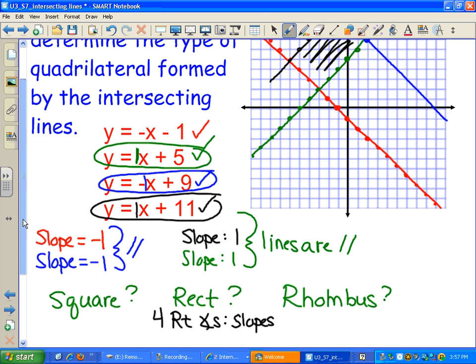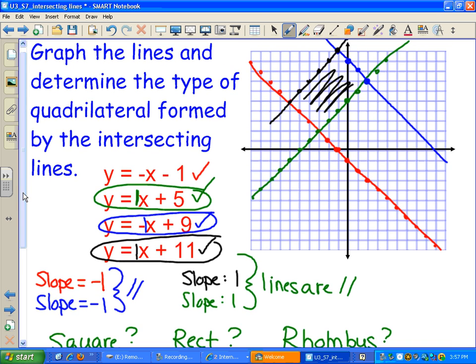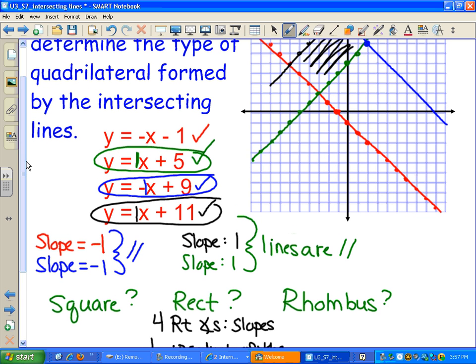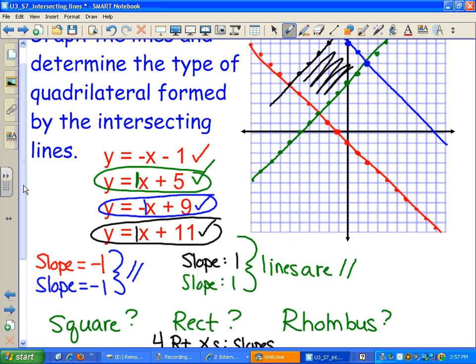If I look at my red line, the slope of that is negative 1. Well, it intersects the green line, which is a slope of 1. Another property we know is that if lines are perpendicular, then the product of the slopes would equal -1. That's a property of negative reciprocals or opposite reciprocals. So the red line has a slope of -1, and the green line has a slope of 1. So -1 times 1 is -1.